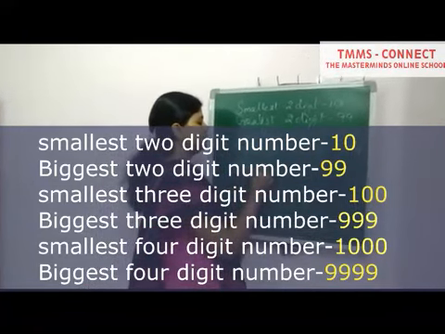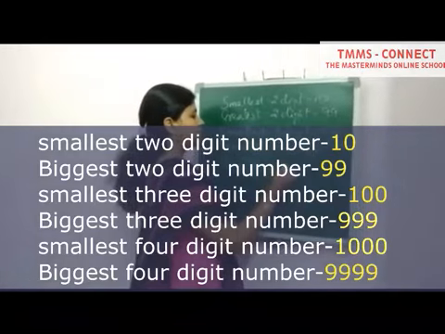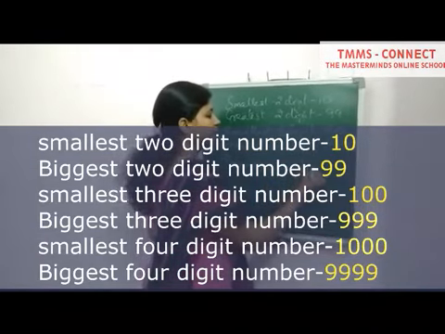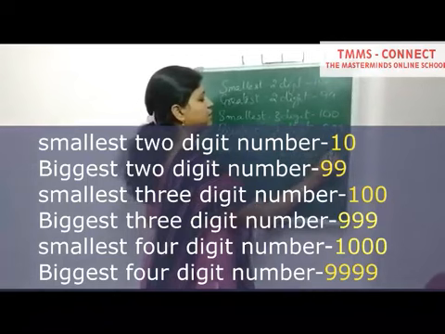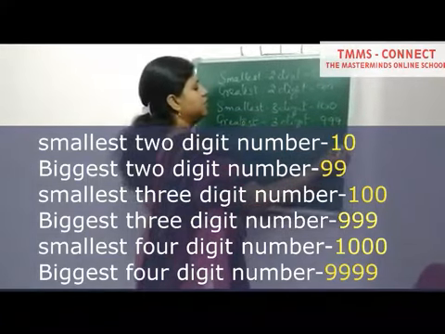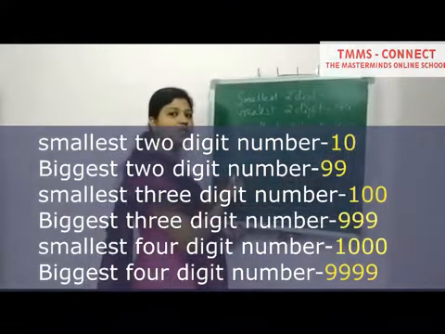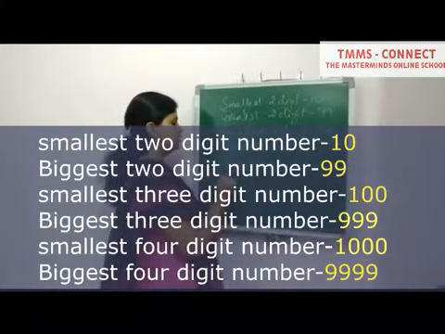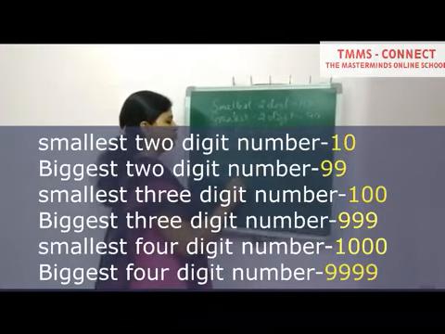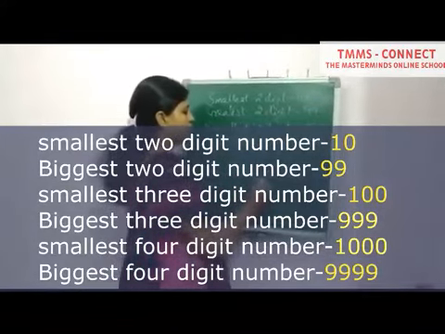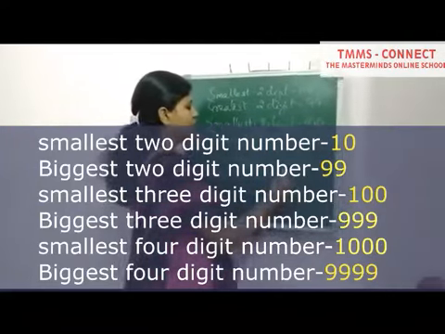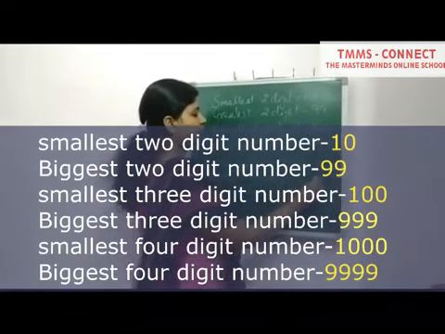Yes, it will be 1000. The smallest four digit number will be 1000. Good. Then what will be the greatest four digit number? Yes, the greatest four digit number is 9999.